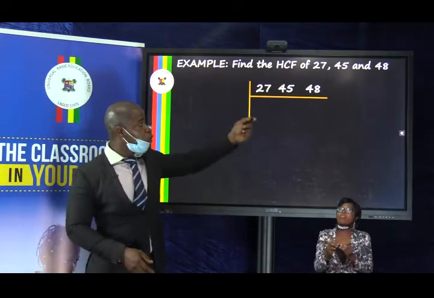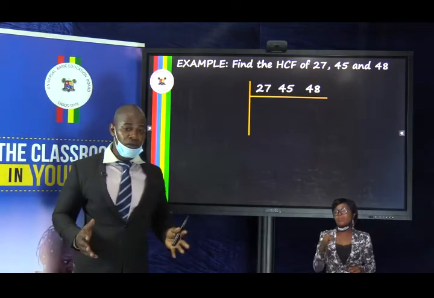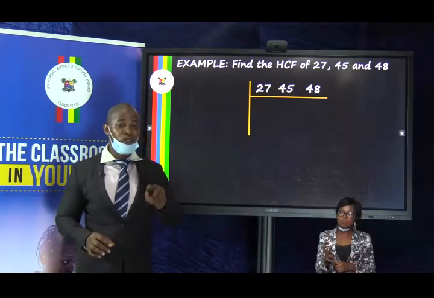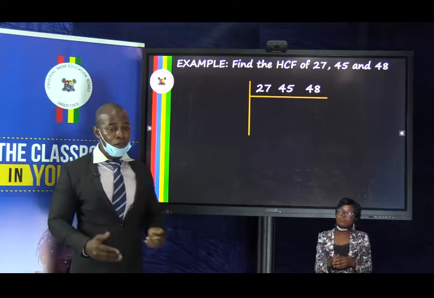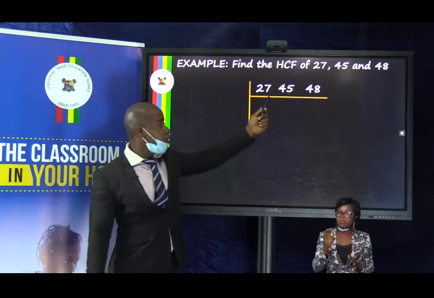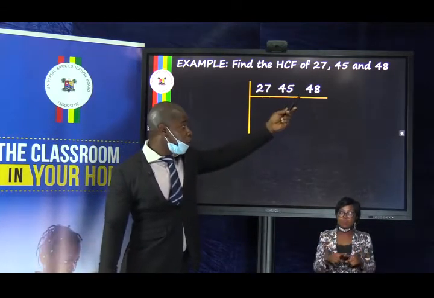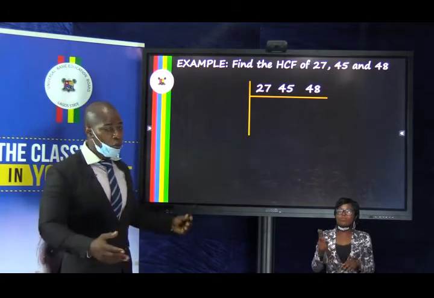Now, 2 cannot go in any of these numbers anyway. So it's not that every time you want to do highest common factors, you start using 2. That's why I taught you the divisibility rule for 2. You have to check the end to see if 2 can go. And 2 cannot go here because this is not 0, 2, 4, 6, or 8. This is not 0, 2, 4, 6, or 8. But 2 can go here. But since 2 cannot go in all of them at the same time, we don't use 2.